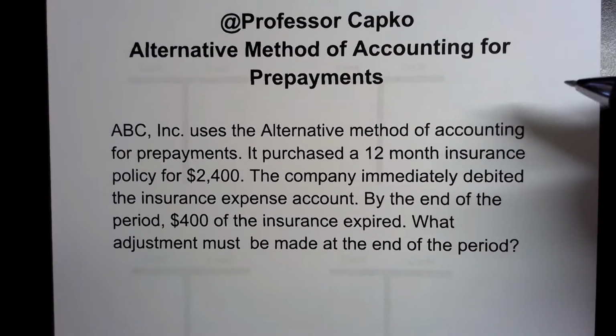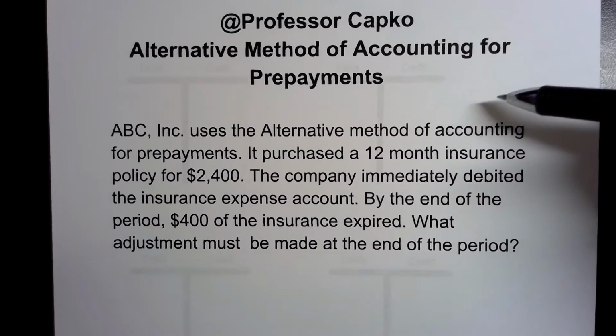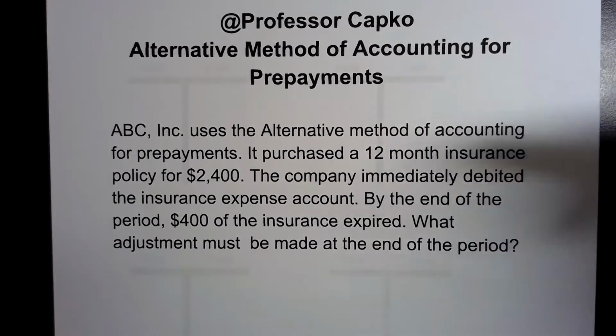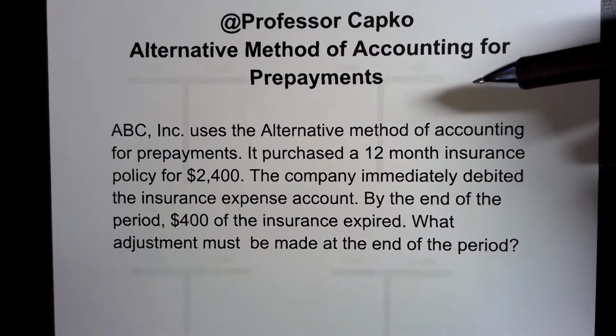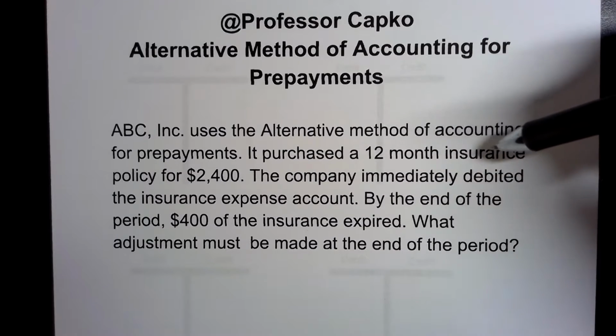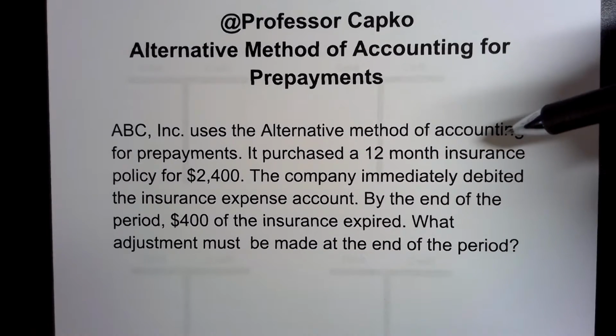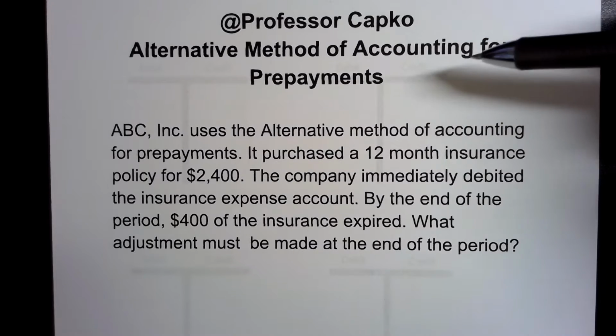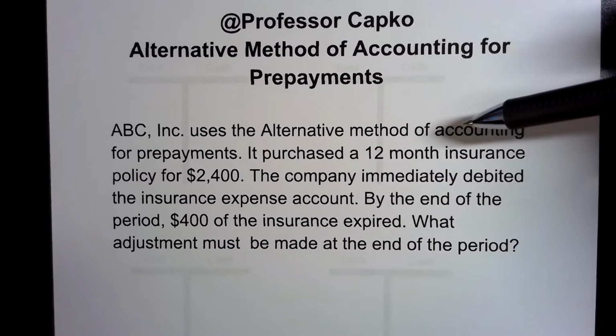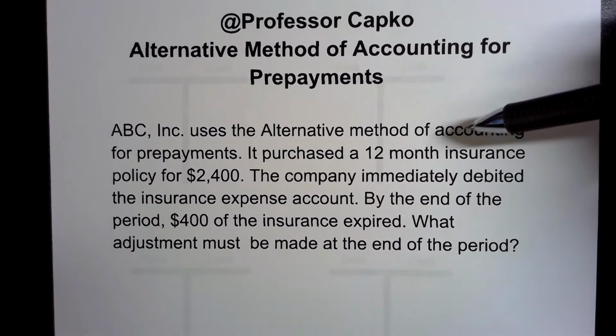In this problem, we're going to talk about alternative methods for accounting for prepayments. Prepayments, of course, are when an entity, a company, prepays for something. Maybe in this case, it's insurance. They've bought 12 months worth of insurance and they paid up front for it. There could be other things, like prepaid rent, all sorts of things a company might pay in advance for. And there are different ways to account for it.